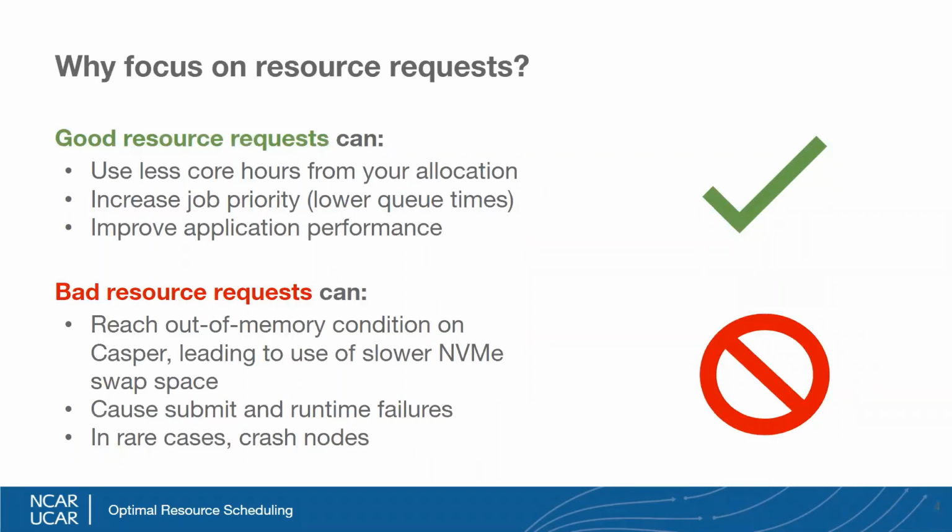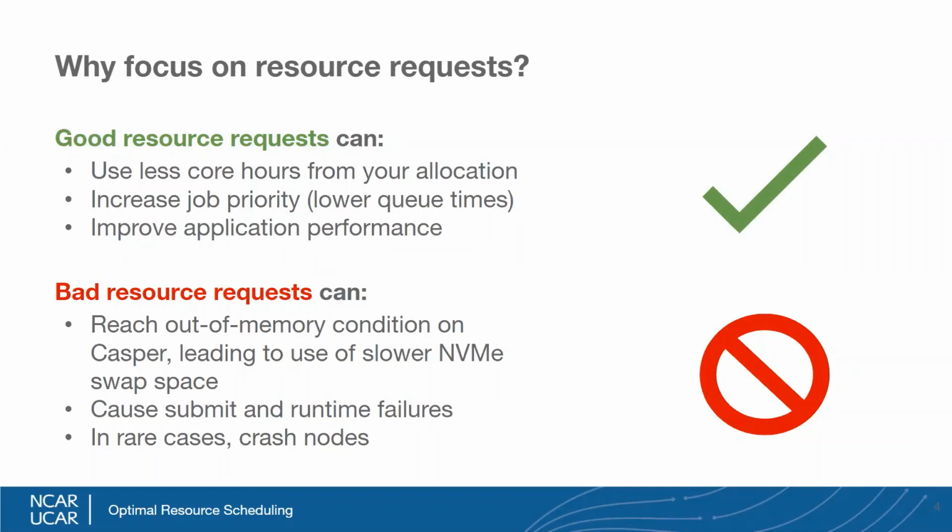So why focus on the resource requests? Why put time into optimizing your resource requests? Well, good resource requests can enable you to use fewer core hours on your allocation. That is especially important if you're running jobs that have a heavy allocation footprint. You can increase your job priority, and higher job priority means lower queue wait times, so you can get more jobs through the queue more quickly with good resource requests. And sometimes you can improve your application performance as well.